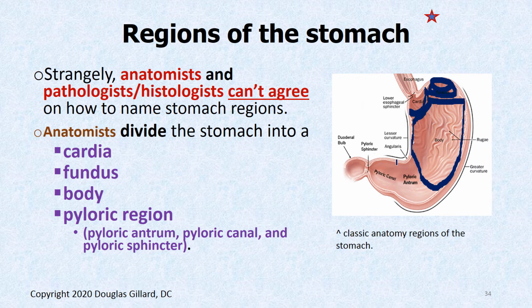And the pyloric antrum, sometimes called the antral region, sometimes called the pyloric region. That's where the rugae start to peter out. And we have a very muscular pyloric canal here. And then we have the pyloric sphincter, which is much stronger than the lower esophageal sphincter.